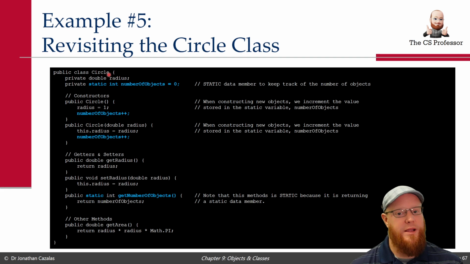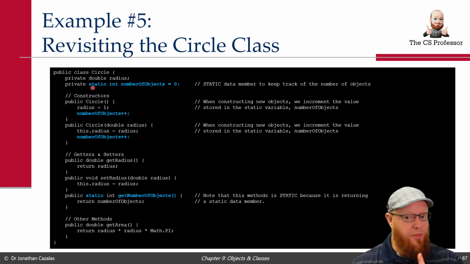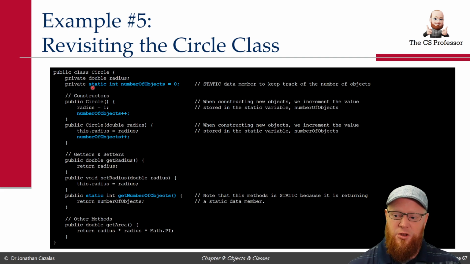But that's not the correct OOP approach. The correct OOP approach is what you see here. We define this variable numberOfObjects, or we could have called it numCircles. It's a static variable, so it will not belong to the individual objects. Rather, it belongs to the blueprint. And so the blueprint will use this variable to keep track of how many circles have been created.